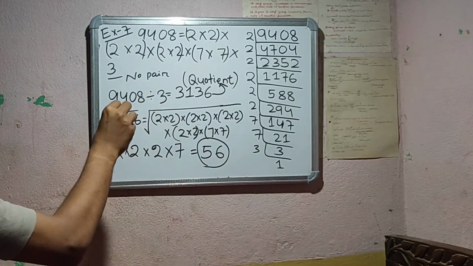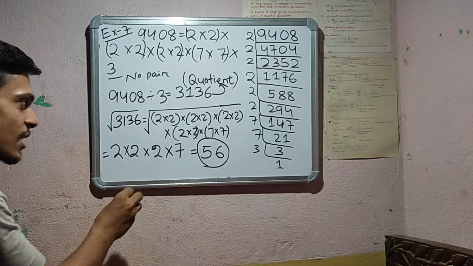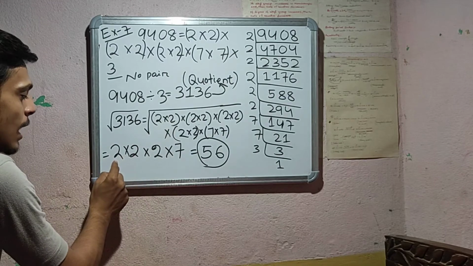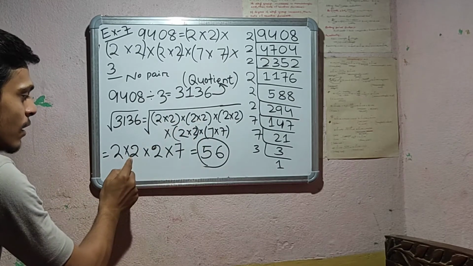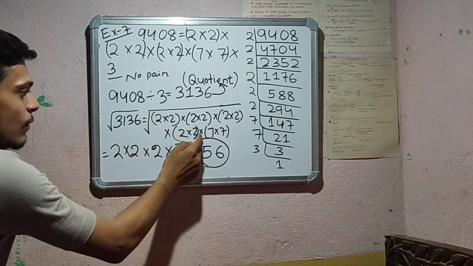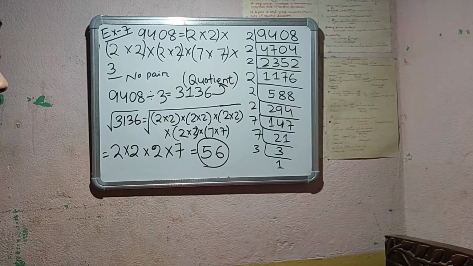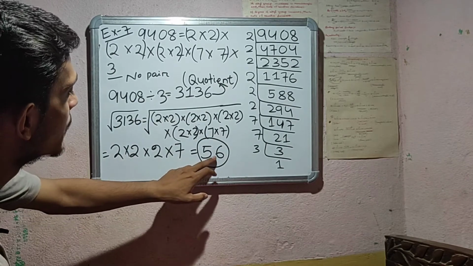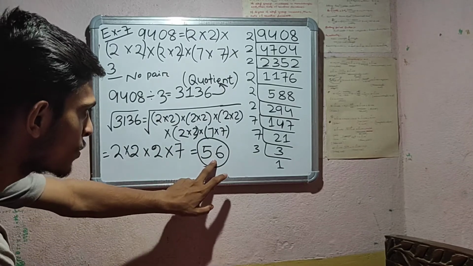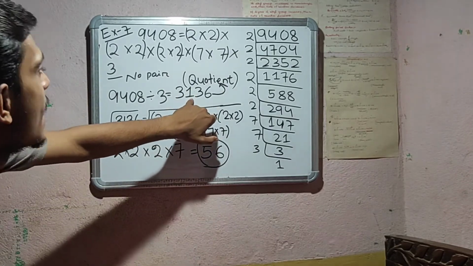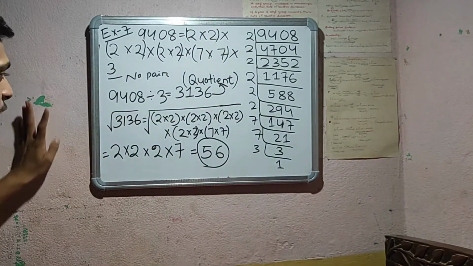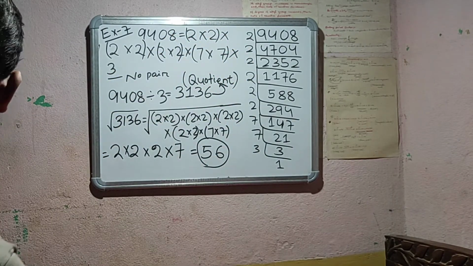So the third part of the question is: find the square root of the quotient. So this is our quotient. I have found the square root: taking one 2 from each pair, 2 times 2 times 2, times 7, so 8 sevens are 56. This is the square root of the quotient, and this is the quotient, and this is the prime factorization. Clear? Note it down.